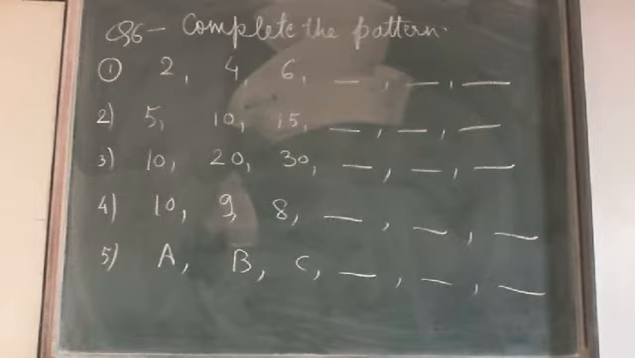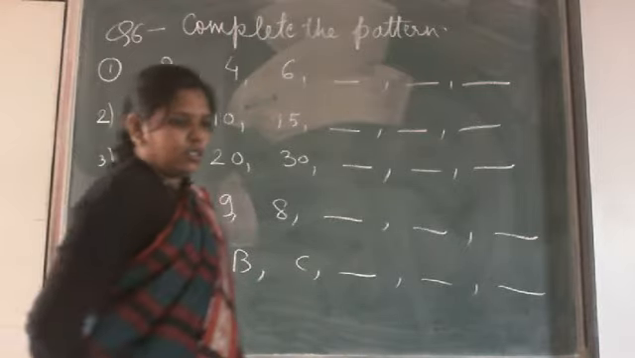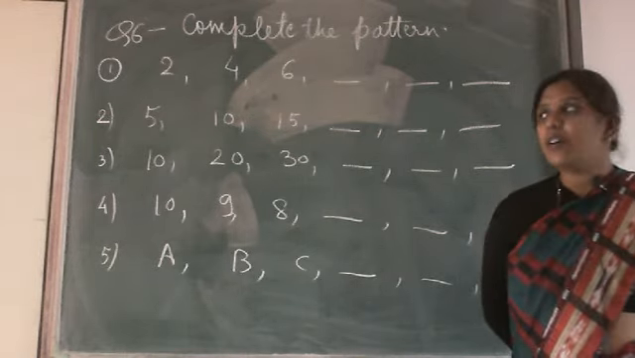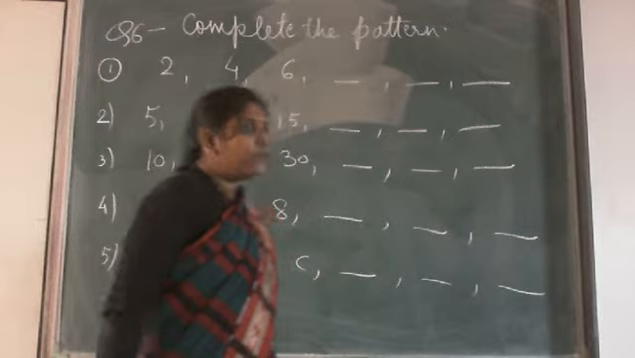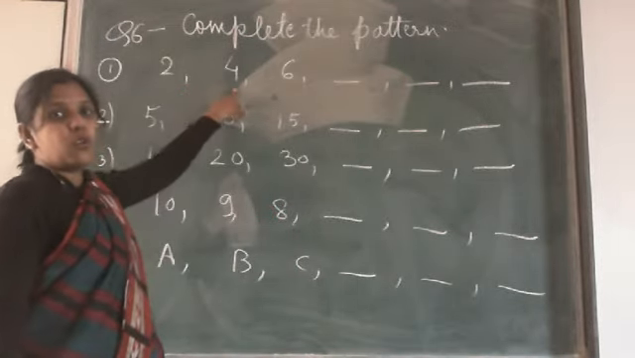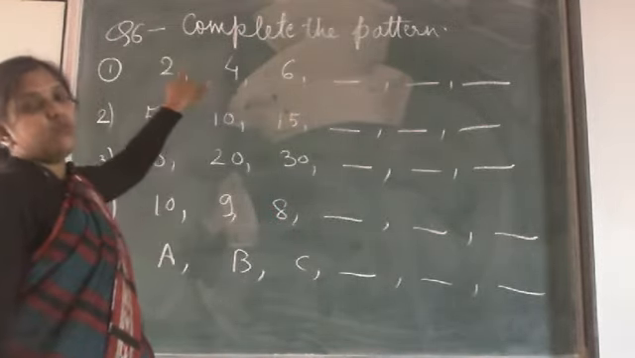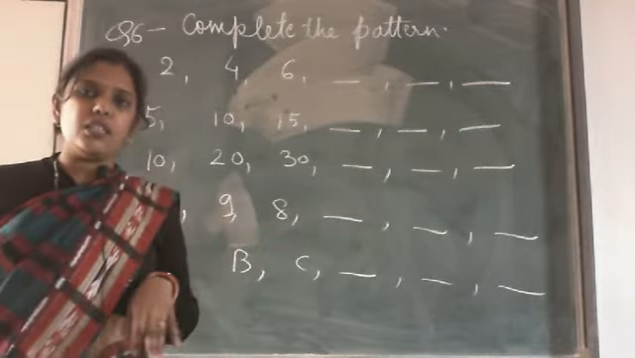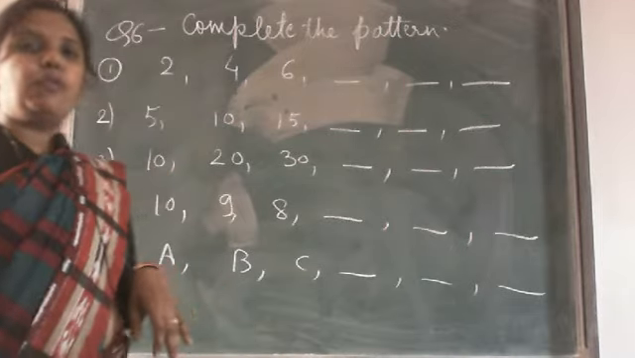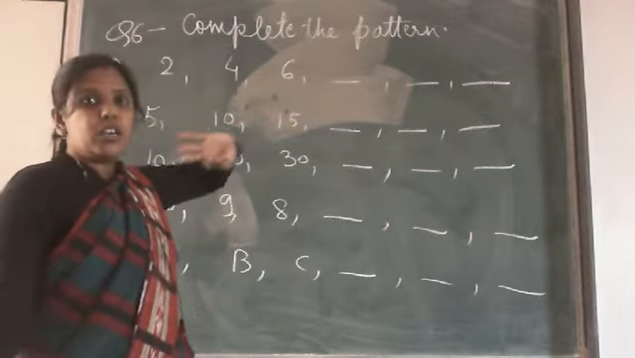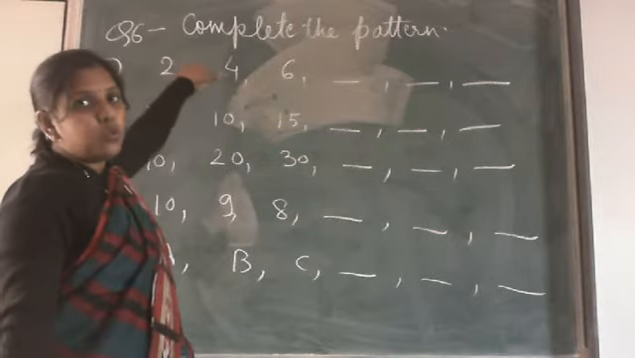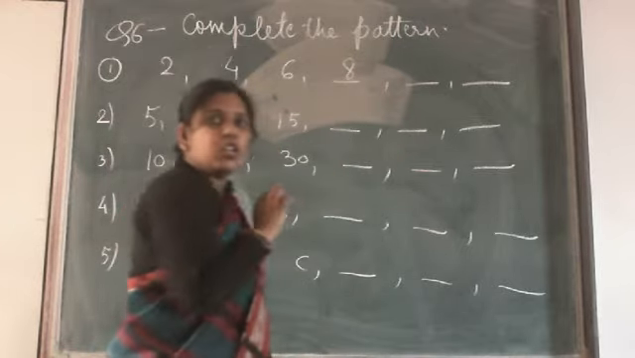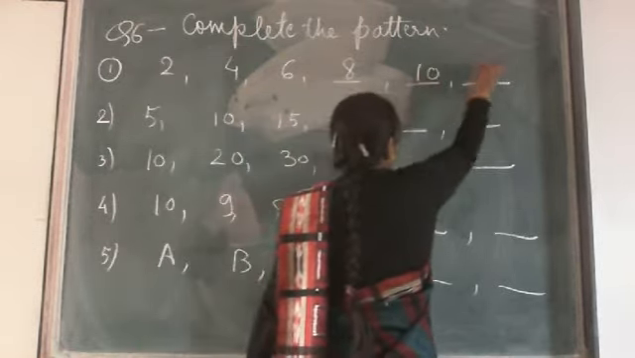I hope you have written now. First this pattern. Now observe the pattern. The first number 2, then 4, then 6. Is this a table of 2? 2 ones are 2, 2 twos are 4, 2 threes are 6. Yes or no? Yes. So we will write the rest of the numbers using the table of 2. 2 ones are 2, 2 twos are 4, 2 threes are 6, 2 fours are 8, 2 fives are 10 and 2 sixes are 12.